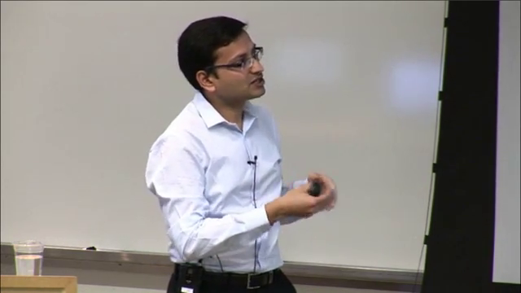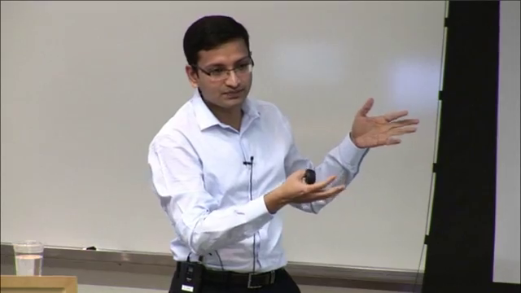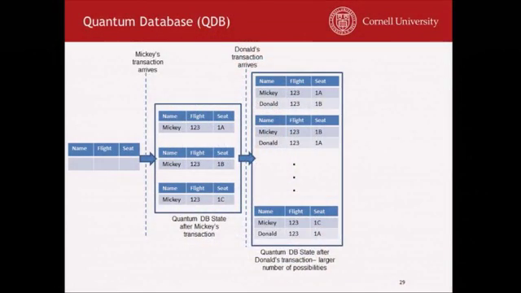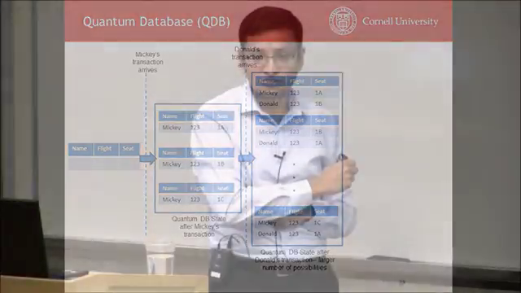A quantum database transitions to three possible states. That is, it maintains all possibilities. One in which Mickey is sitting in 1A, one in which Mickey is sitting in 1B, and a third in which Mickey is sitting in 1C. After that, when Donald's transaction arrives, Donald's transaction executes in each of these three possible worlds, and that leads to even more possibilities.